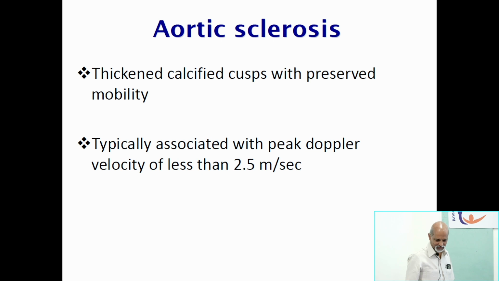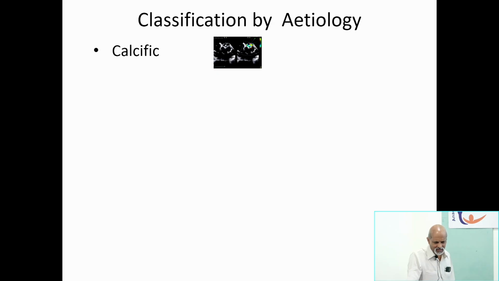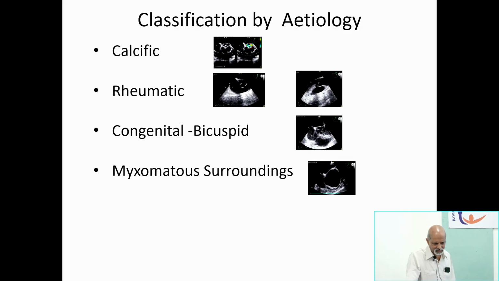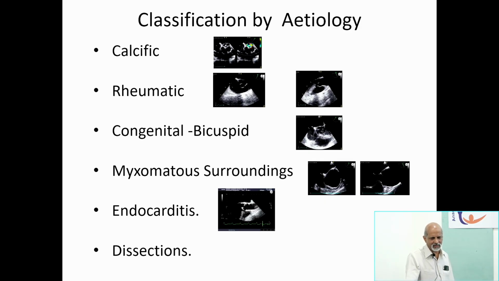It can happen with many patients. The associated peak Doppler velocity is usually less than 2.5 meters per second. So classification by etiology: one is classic rheumatic, then the congenital is bicuspid, myxomatous, predominantly in Marfan's, and endocarditis. And dissection is the commonest reason, or in emergency aortic lesions the dissection is the important aspect.